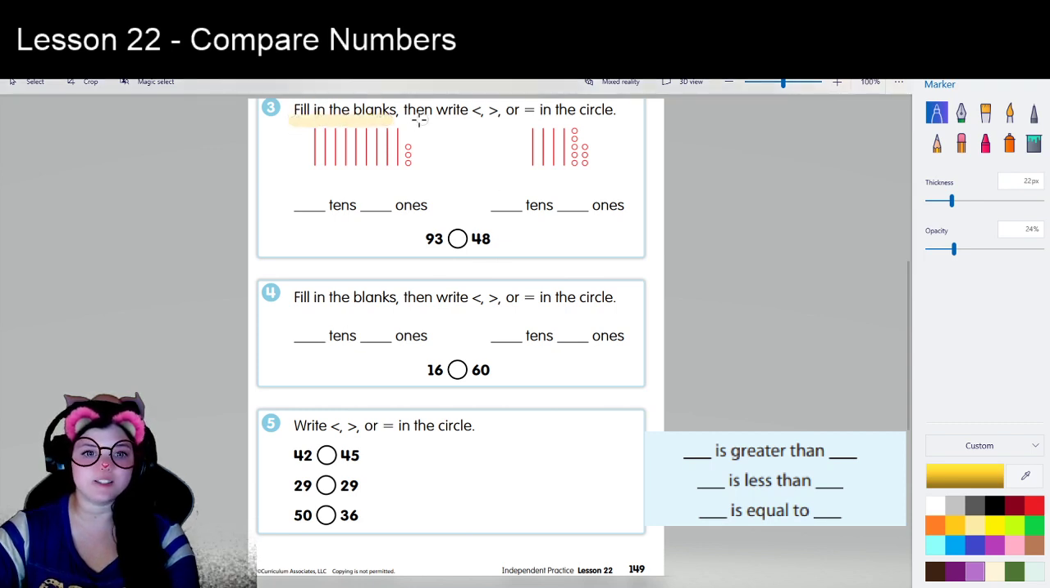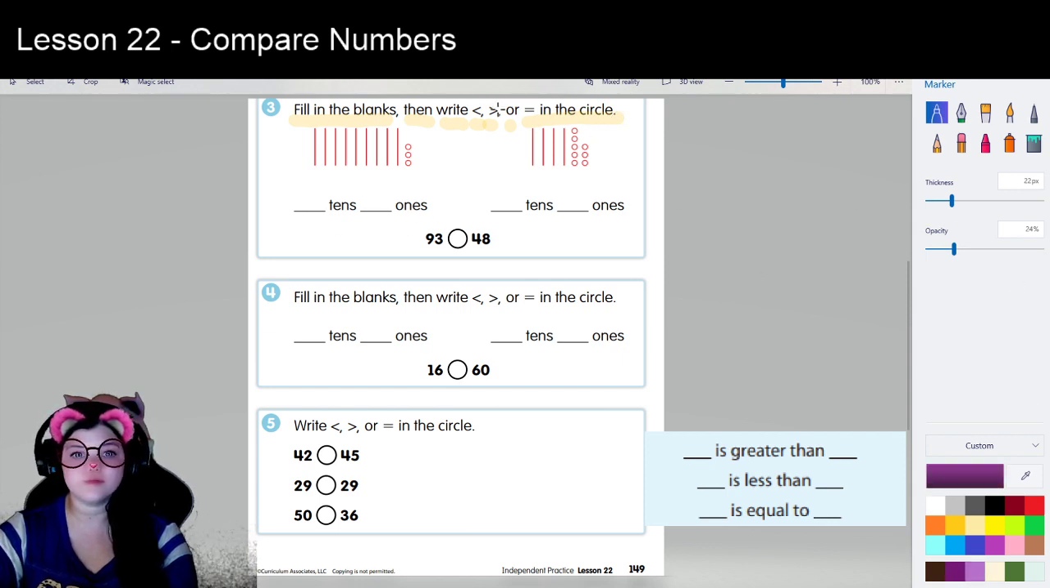Fill in the blanks, then write less than, greater than, or equal in the circle. Less than, greater than, or equal to in the circle. Another vocabulary word for equal is.